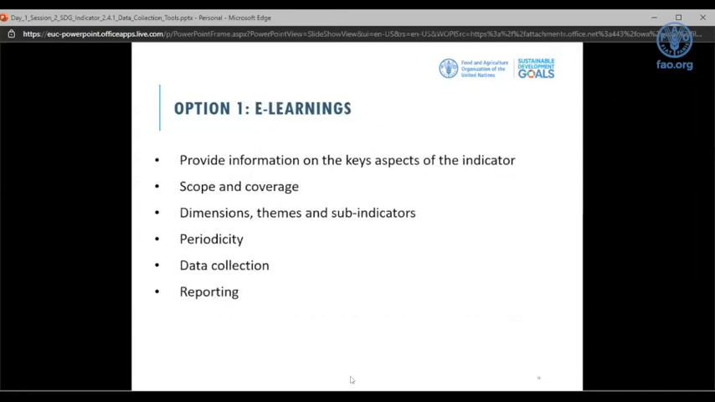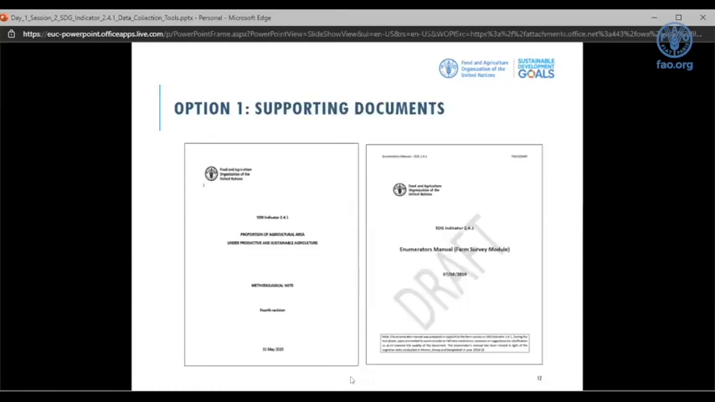We have also developed this e-learning course. Of course, this is around option one. For the time being, we are still on the standalone questionnaire that has been developed. It provides information on the key aspects of the indicator, its scope and coverage, the dimensions, themes, and sub-indicators, publicity, data collection, and reporting. So all the stuff that we have discussed until now and will be discussing in the next 3 days has been captured in this e-learning course as well, which is a very good resource for you to take. So here is the screenshot of the support documents that I've been talking about.